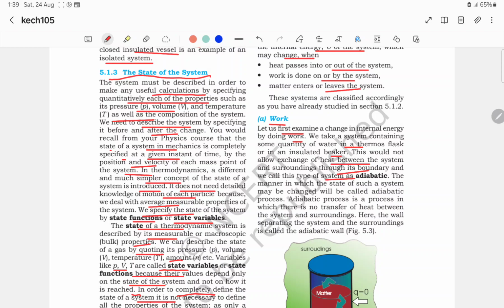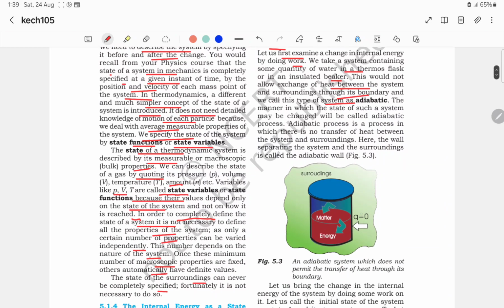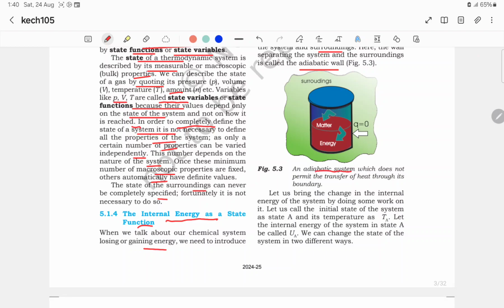Adiabatic means one in which heat cannot be exchanged, nor can matter be exchanged. The manner in which the state of such a system may be changed will be called an adiabatic process. Adiabatic process is a process in which there is no transfer of heat between the system and the surroundings. So here the wall separating the system and the surroundings is called adiabatic wall, an adiabatic system which does not permit the transfer of heat through the boundary.